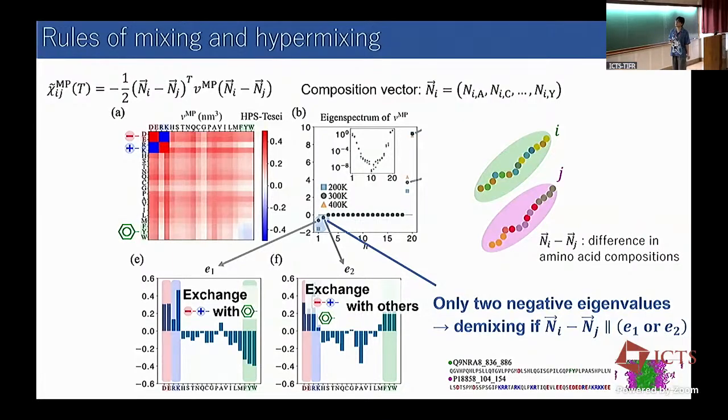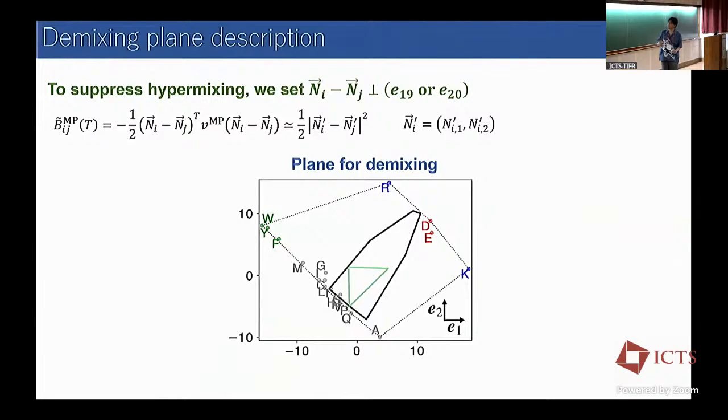So that's the kind of insight that we can get. And these two negative eigenvalues can be combined to generate many demixing condensates in principle. I ran out of time, so maybe I can skip a little bit, but this is a nice geometry problem that you can map to.